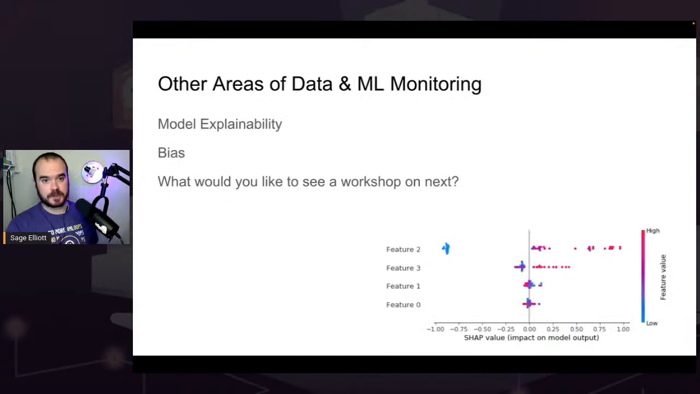There are some other areas of data and ML monitoring, like I mentioned at the beginning: model explainability, bias. I think I've asked this a couple times in other workshops: out of model explainability or detecting bias, which workshop would you want to see next? We have some really cool features coming out around this as well.